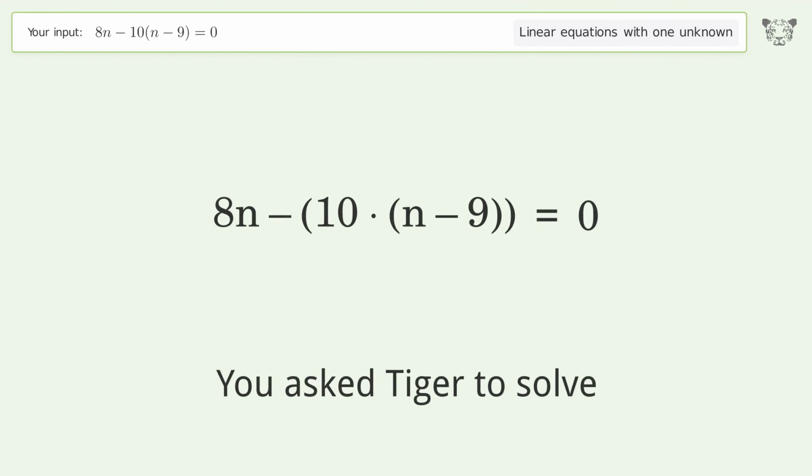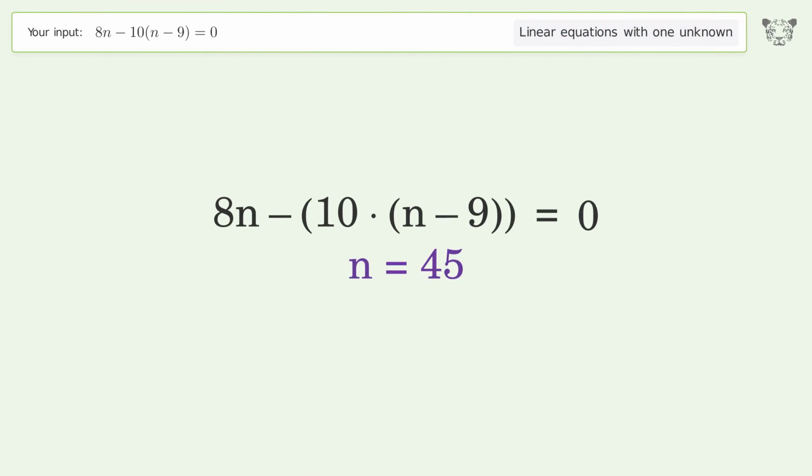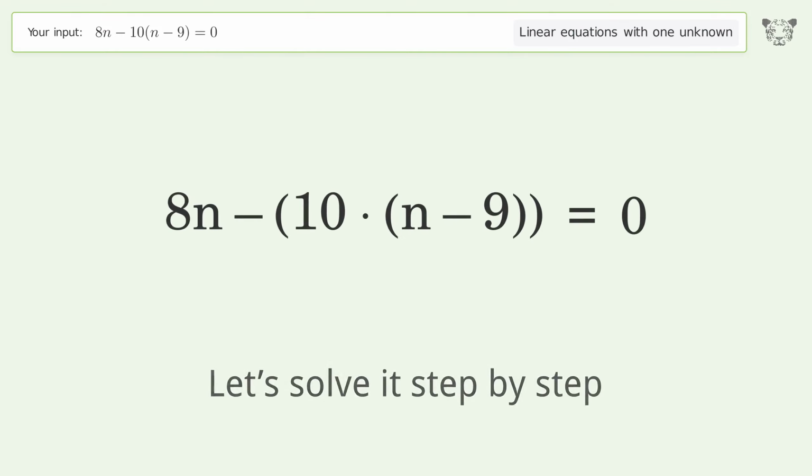You ask Tiger to solve. This deals with linear equations with one unknown. The final result is n equals 45. Let's solve it step by step.